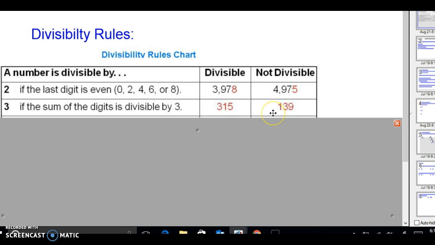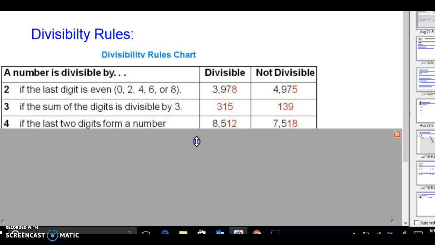Let's look at 139. If I add up all the digits, 1 plus 3 plus 9, to find the sum, I get the number 13. 13 is not divisible by 3. Therefore, 139 is not divisible by 3.